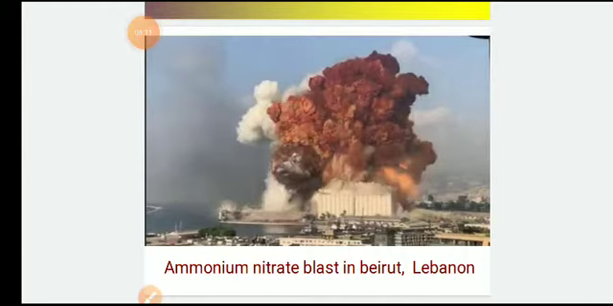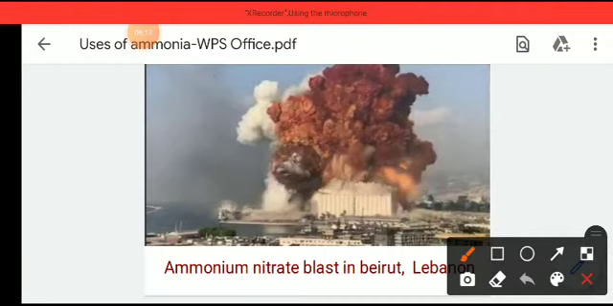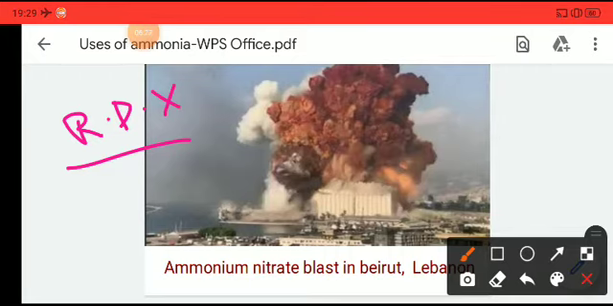Apart from ammonium nitrate, you have already heard about an explosive named RDX. It was developed by scientists as a research and development explosive. The full form of RDX is research and development explosive, but it is being used for devastation or mass killing. This RDX is also made from ammonia.